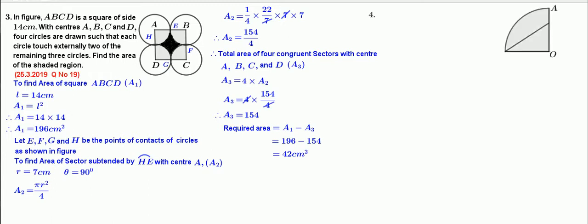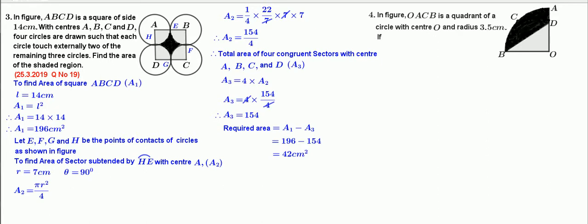Problem 4. In the figure, OACB is a quadrant of a circle with center O and radius 3.5 cm. If OD is equal to 2 cm, find the area of the shaded region.